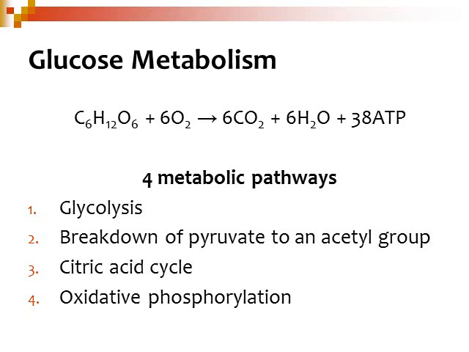So I mentioned a couple of times that cellular respiration is a very, very long, complicated process. We break it down into 4 metabolic pathways, and we're going to go through these metabolic pathways. We start off with glycolysis. Number 2, we get to the breakdown of pyruvate to an acetyl group. The third part of cellular respiration is the citric acid cycle, and then we're going to have oxidative phosphorylation.